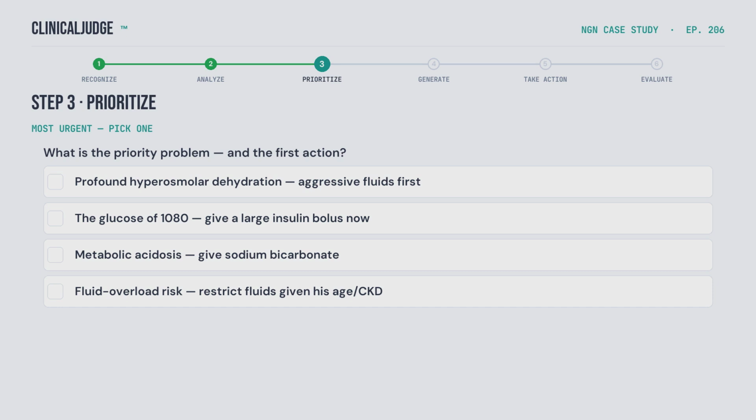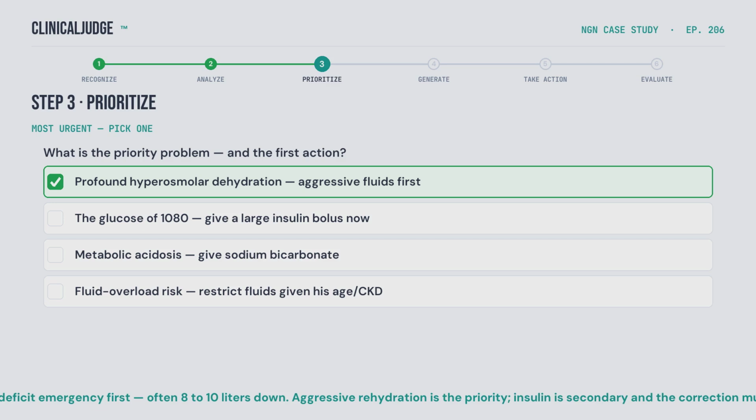So ask, what is the largest, most immediate threat? And what single action addresses it without harming him? The priority is his profound hyperosmolar dehydration, and the first action is aggressive fluids, not insulin.